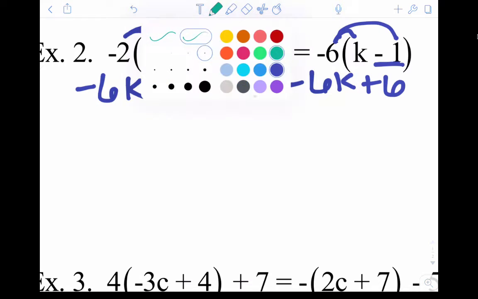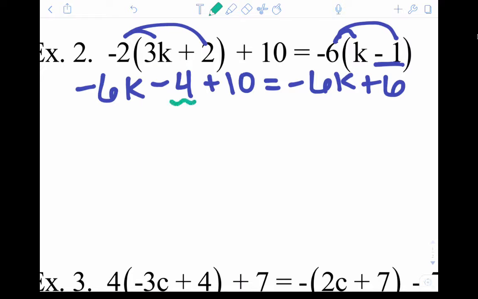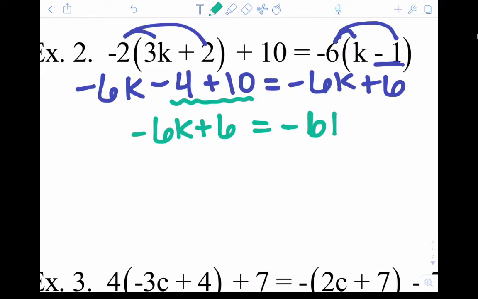My next step is to combine like terms. So on the left side, I have a negative 4 plus 10 that I can combine. And that makes 6. So I have negative 6k plus 6. And on the right side, I do not have anything to combine, so I'm just going to rewrite it. Now I'm going to pause and just notice at this moment that the left side says the exact same thing that the right side does. So let's continue working this out and let's see what happens to this equation.